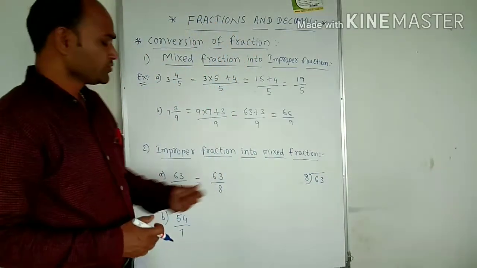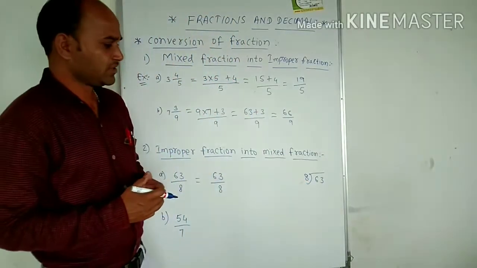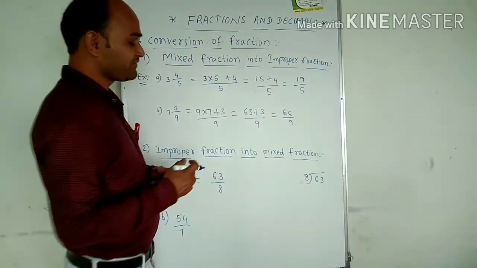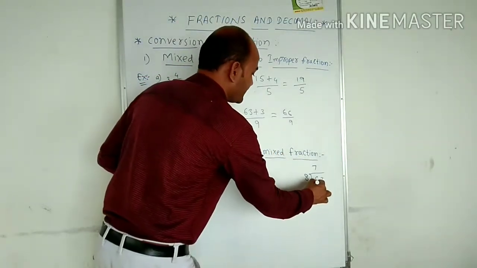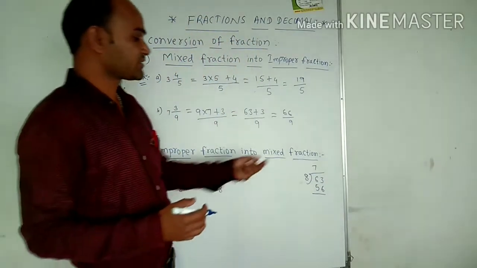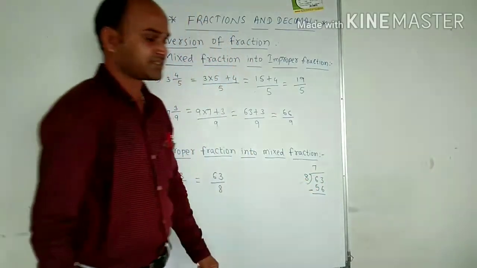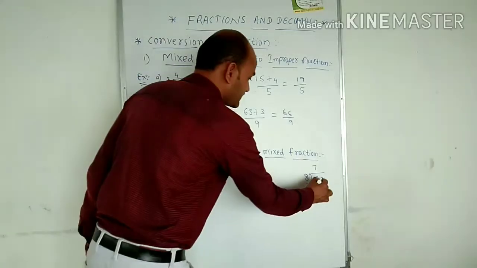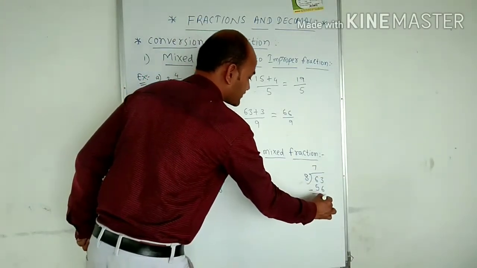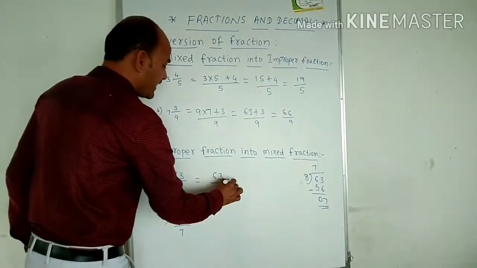Okay, so is 63 in the 8th table? It is not in the 8th table. So we take the number smaller than 63 that is in the 8th table: 8 7s are 56. 8 8s are 64, so we can't take 64, it is bigger than 63. So smaller than 63 it becomes 8 7s are 56. Then how much remains? 3 minus 6 not possible, bring 1 from here, it is 13, 13 minus 6 becomes 7, and 5 minus 5 is 0.